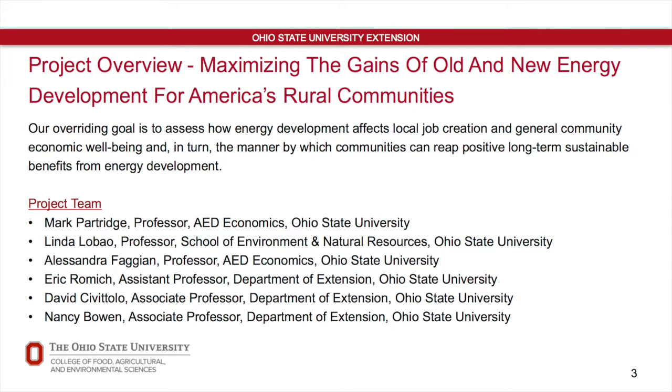This fact sheet series is based upon work from the project titled Maximizing the Gains of Old and New Energy Development for America's Rural Communities. Our project team includes faculty members from various departments within Ohio State University's College of Food, Agriculture, and Environmental Sciences, including the Department of Agriculture, Environment and Development Economics, Department of Extension, and the School of Environmental and Natural Resources. This team brings a diverse mix of research, outreach, and education to the project.